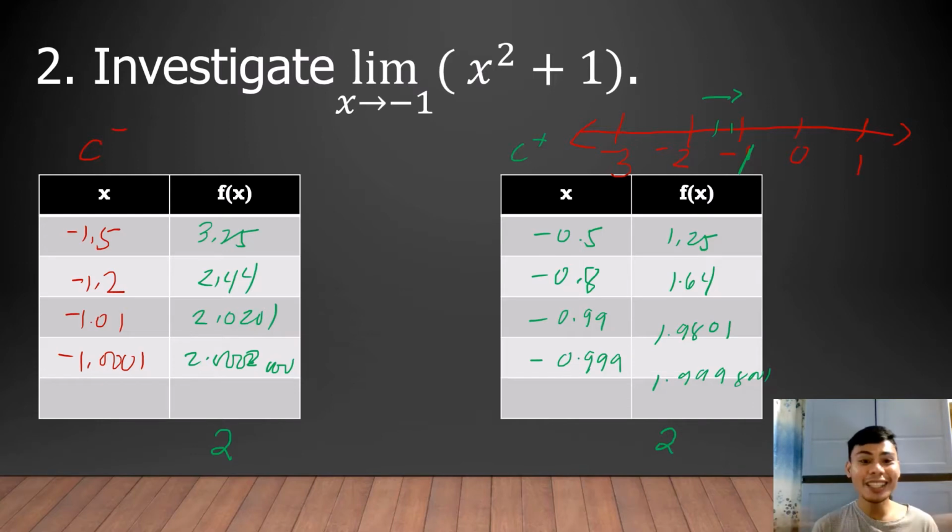Okay, so using the definition of limit, if this values from the left will approach a certain limit, it's just the same from the values from the right, which is still 2. Therefore, ang limit niya, lagyan na lang natin equal sign, it's 2. So how do we read this? The limit of x squared plus 1 as x approaches to negative 1 is 2. See? Basic na basic lang pala.